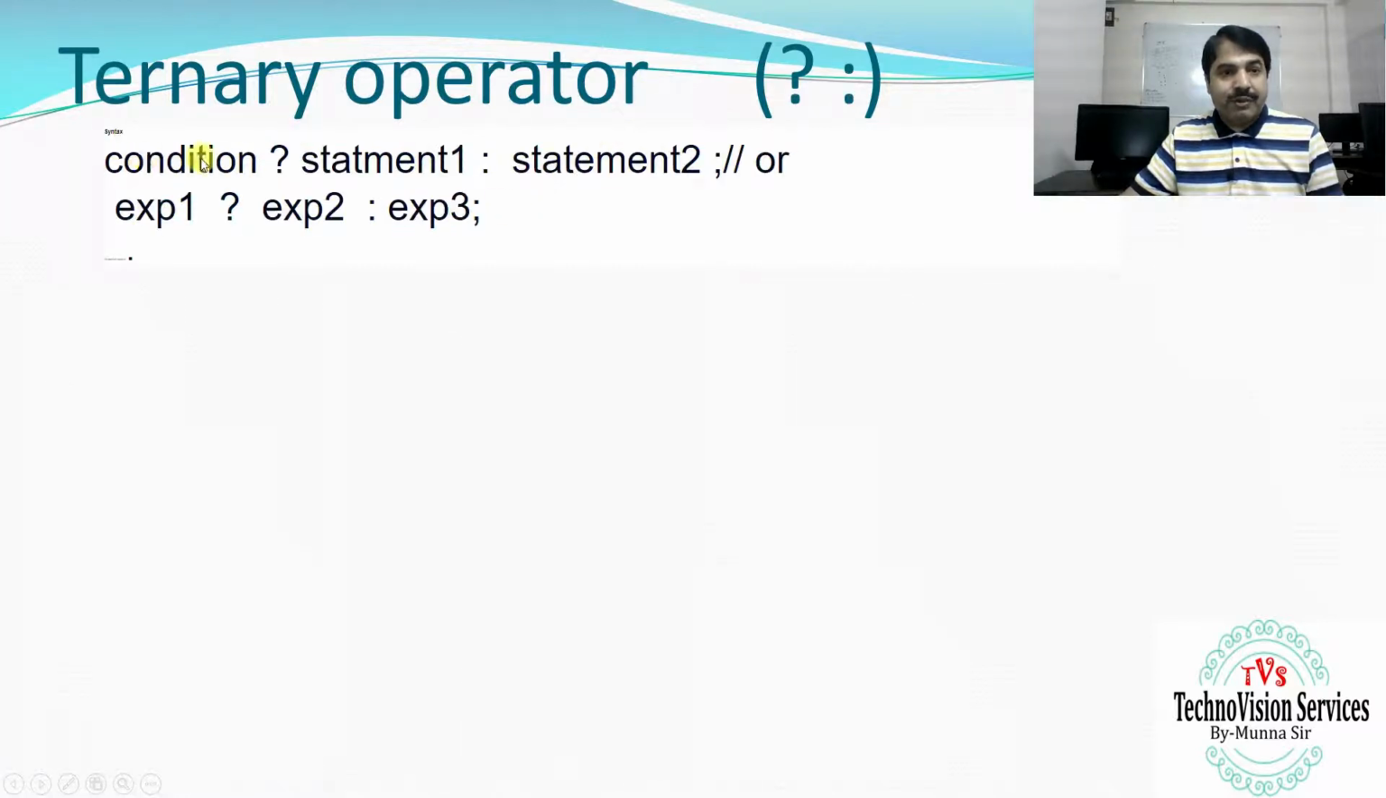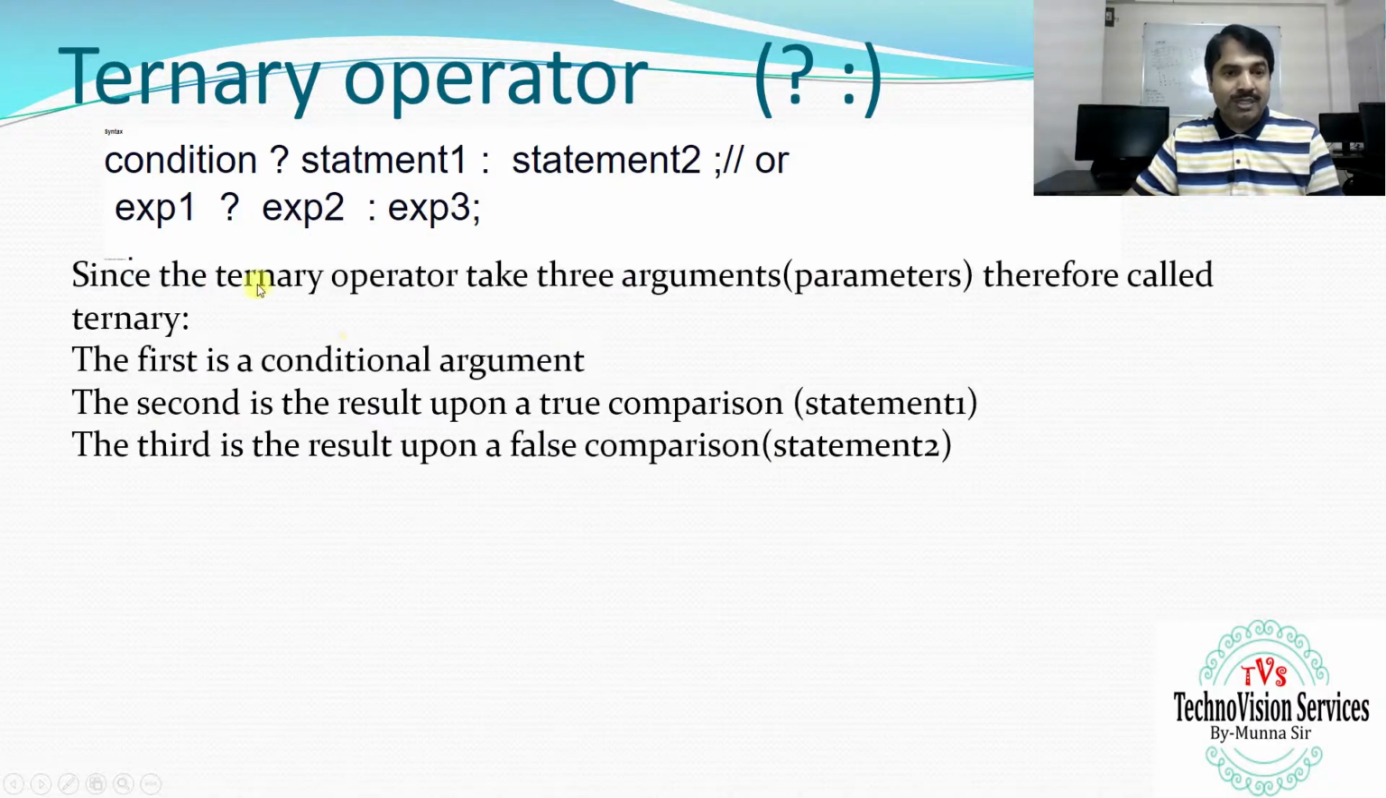Means first part we have to use here conditions, then statement 1, then statement 2, or we can also write like expression 1 question mark, expression 2 colon, expression 3. What will happen? Since the ternary operator takes 3 arguments or parameters, therefore it is called ternary. Means it always requires 3 operands, or we can say expressions to operate, therefore called ternary.